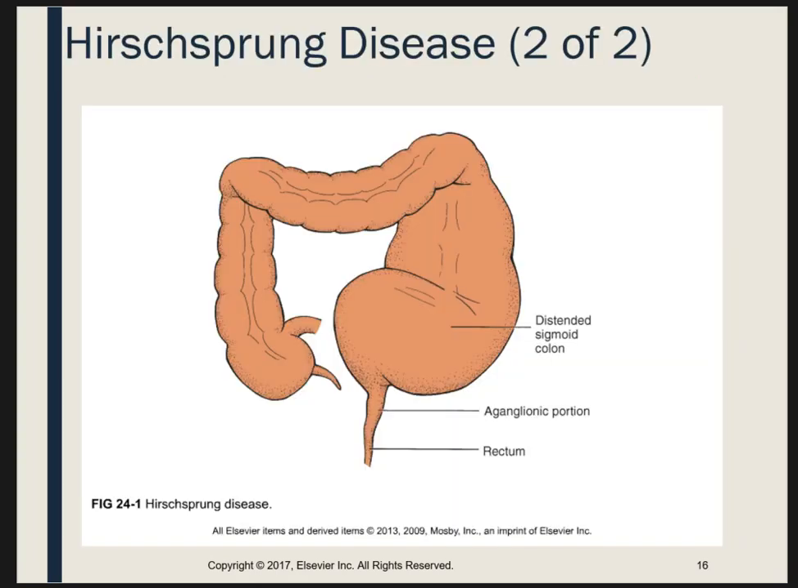And so here you're going to see that. So here's the aganglionic portion. So due to all of those things I just said, things aren't happening. And then you're going to have a distension over here.